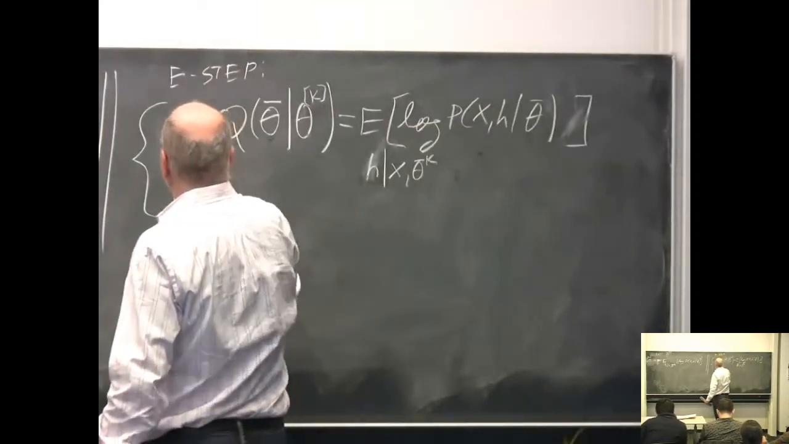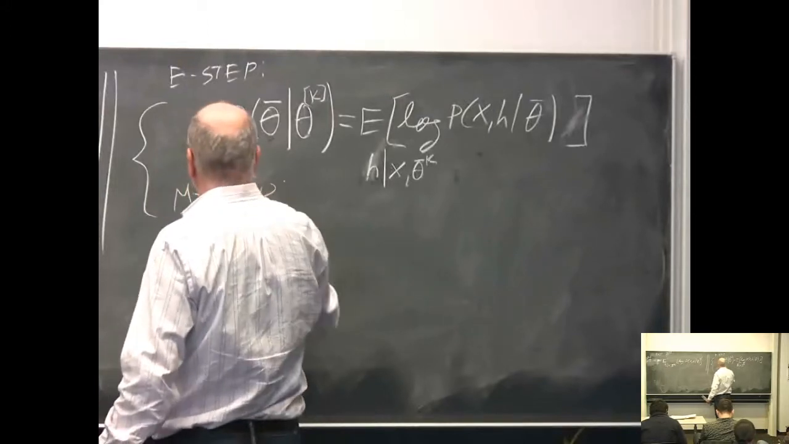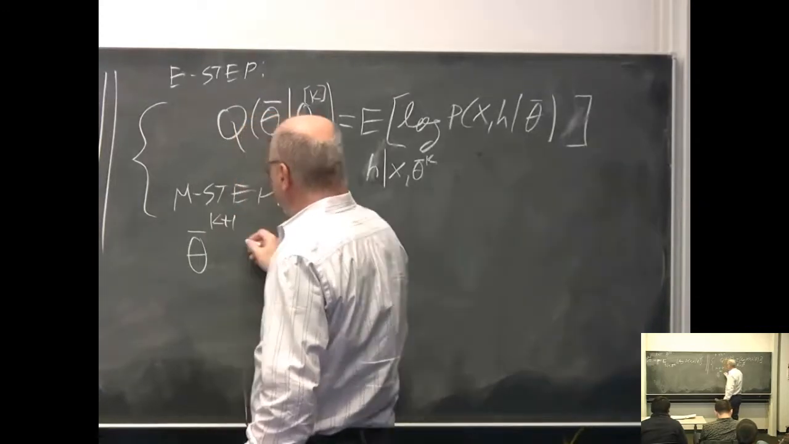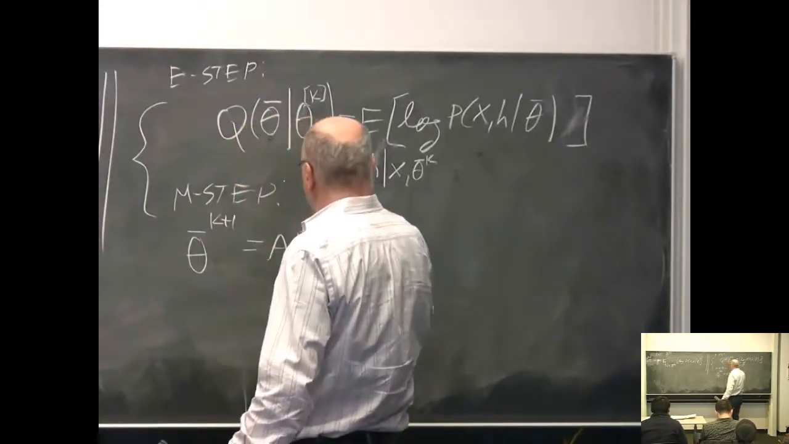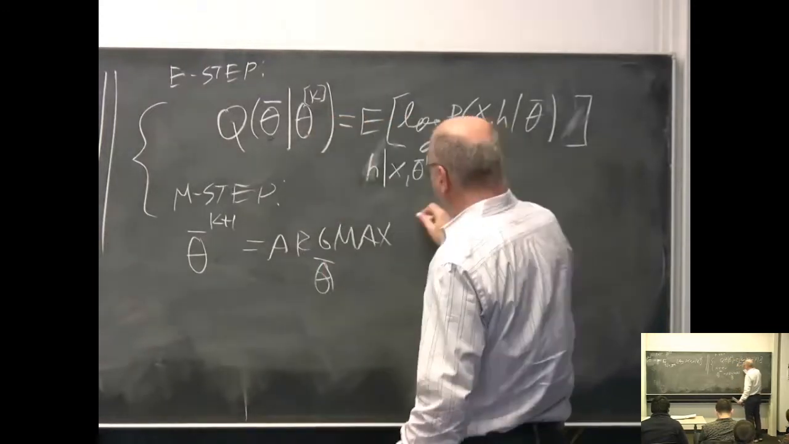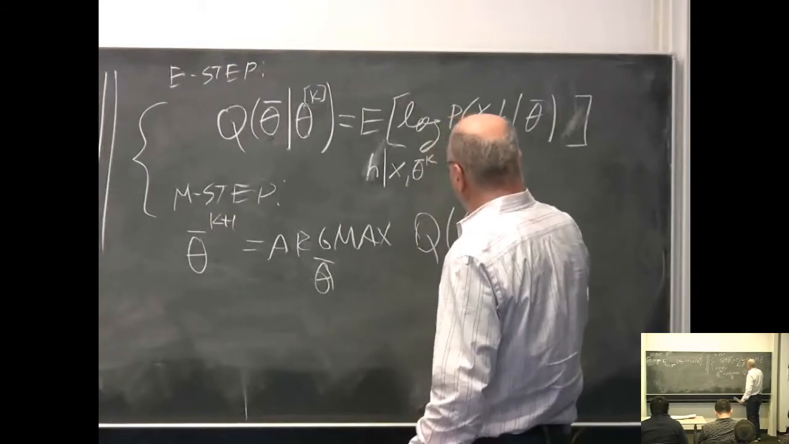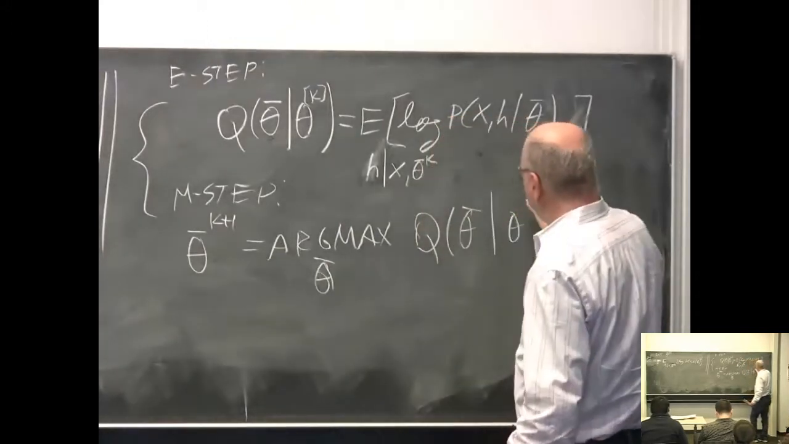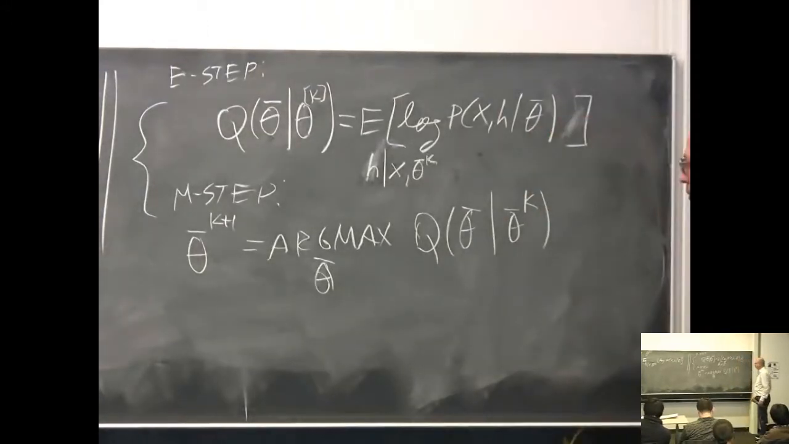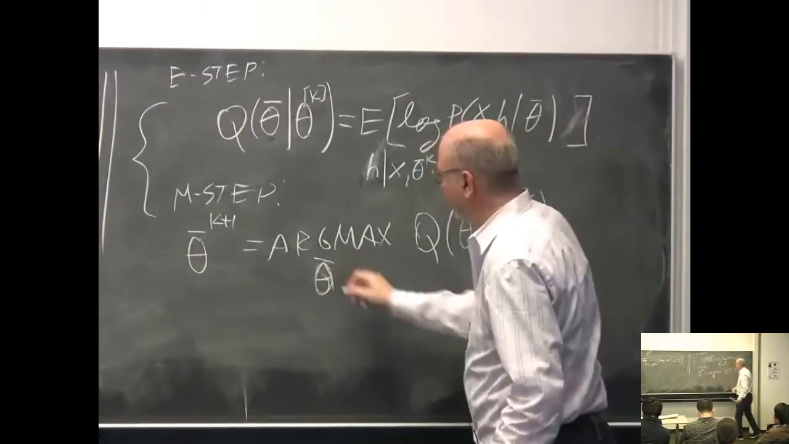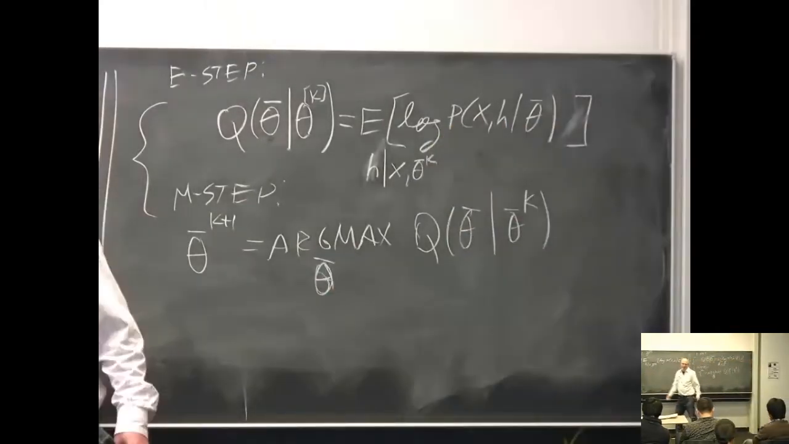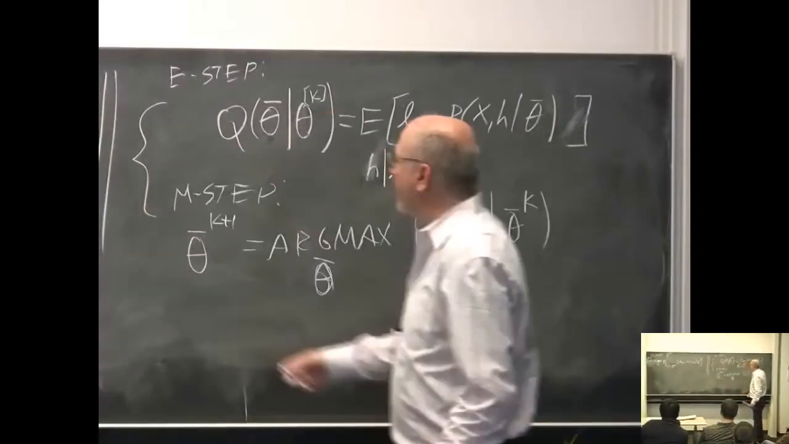And the M step is to say that theta of the next iteration is defined as the argmax over all theta of this Q function, theta, conditioned on theta k. So I just took these two steps and plugged them into one. This function is called the auxiliary function.